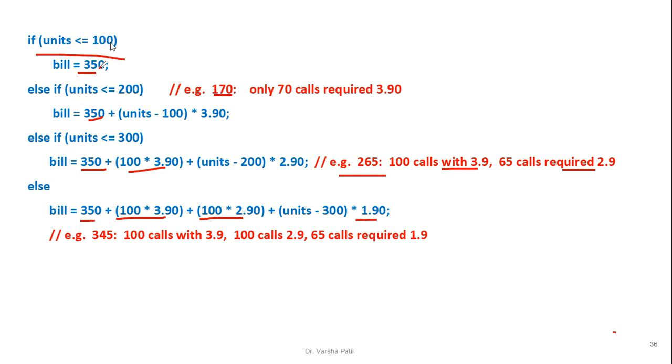So I will explain again. If the units are less than or equal to 100, the charge is 350. If the bill is between 101 to 200, then 350 is the basic charge for the first 100 units, and whatever units exceed after that are multiplied with 3.90. The units which exceed 200 should be multiplied by 2.90, and similarly for the final case.